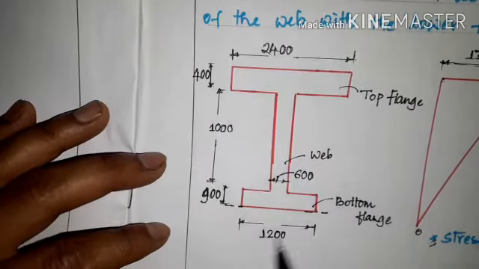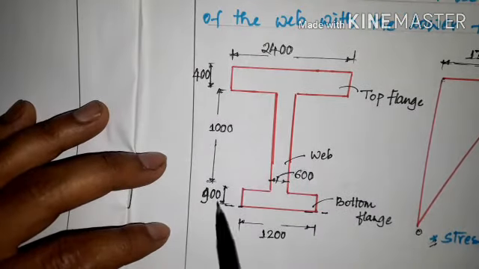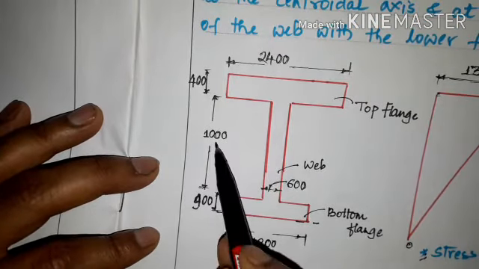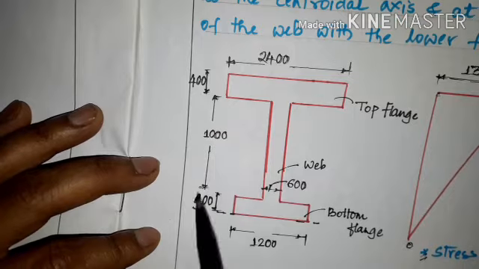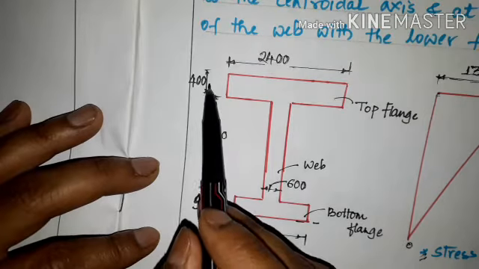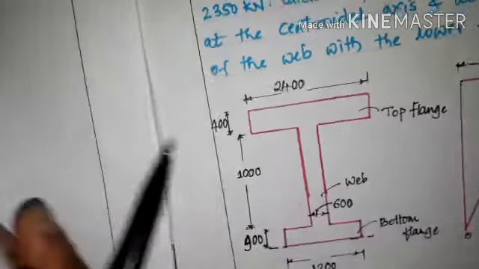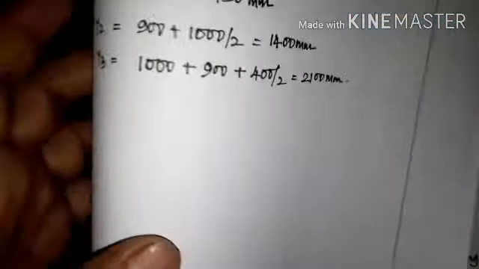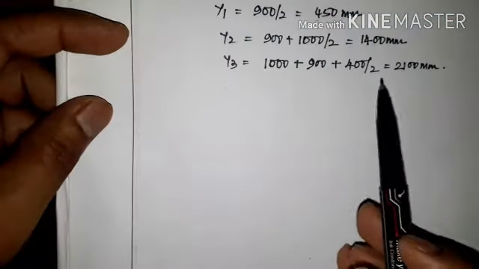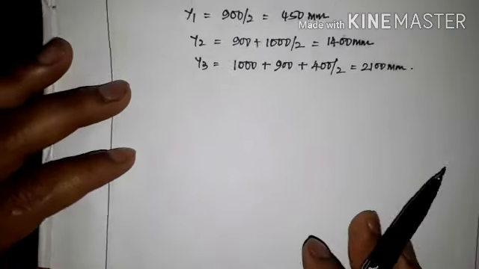So first, for the bottom flange it is 900 divided by 2, and for the web it is 900 plus 1000 divided by 2, and for the top flange it is 900 plus 1000, that is 1900, plus 400 divided by 2. What we have calculated here we can see here. So 900 plus 1000 plus 400 divided by 2, this is regarding y.